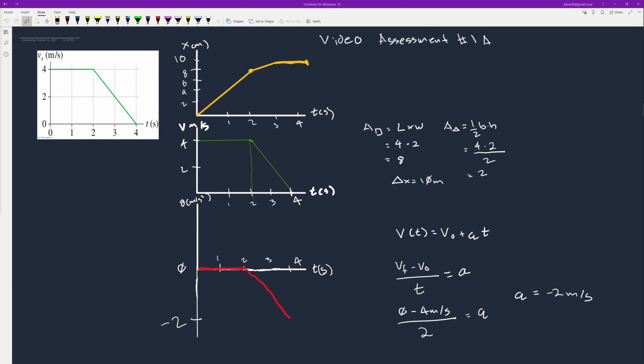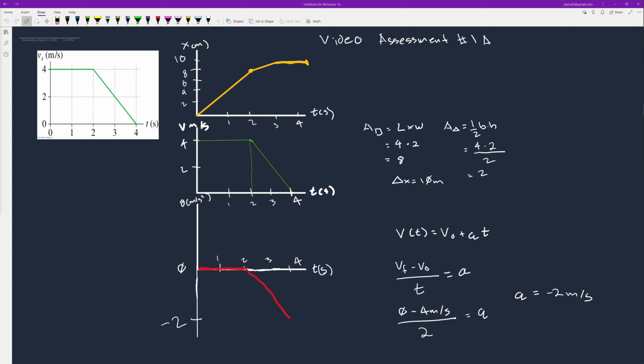All right, guys. So for video assessment number 1A, the question asks us to draw position versus time, velocity versus time, and acceleration versus time plots, and fill them out by using the provided velocity versus time curve. So we already have basically the velocity versus time chart. How can we fill out the position graph and the acceleration graph? Just by using the velocity. And it's actually pretty simple.